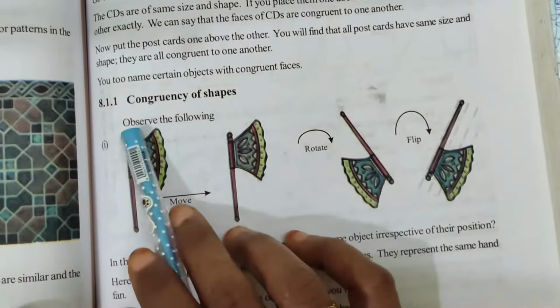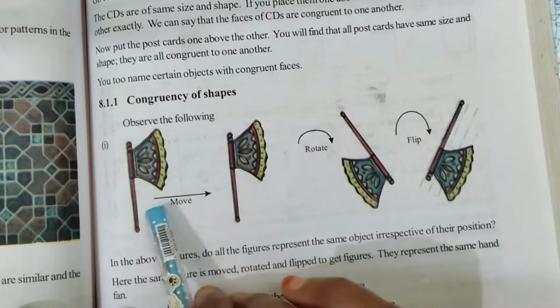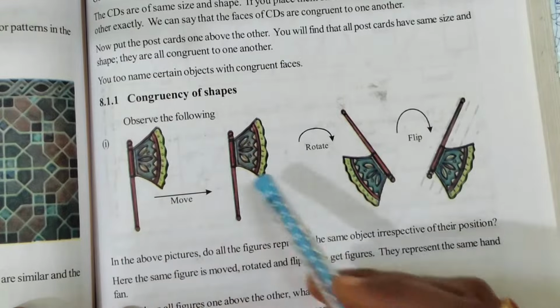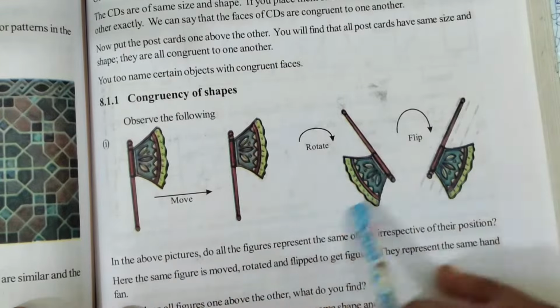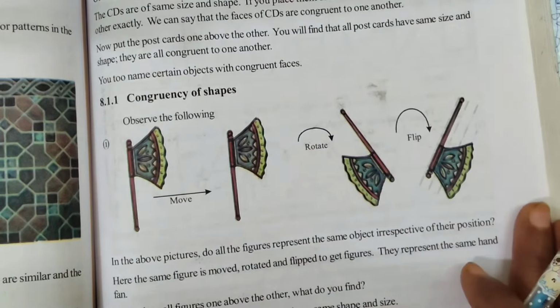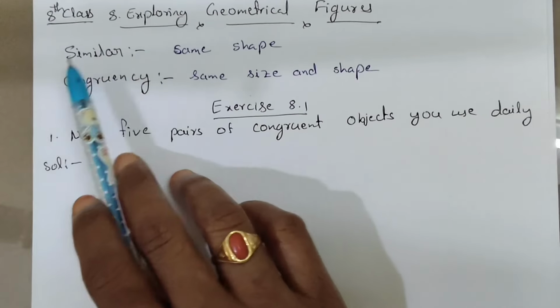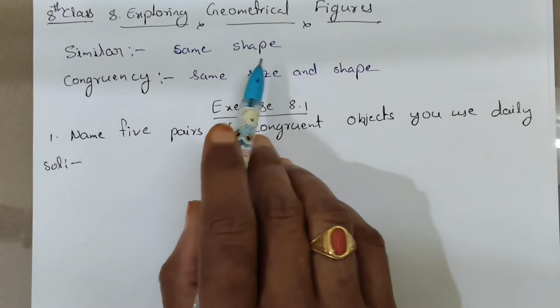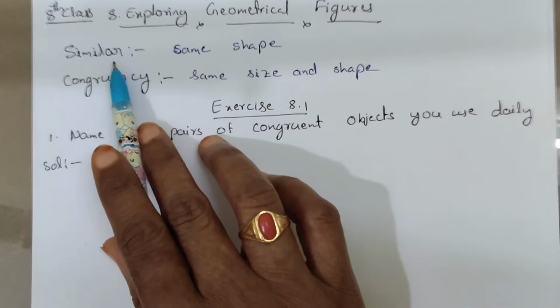Congruency of shapes. This is the move. Move means just move the diagram. Rotate means turn the picture. Flip means mirror image. So observe these three pictures. Next, similarity means we observe any two shapes. If the shape is the same, that is similar.